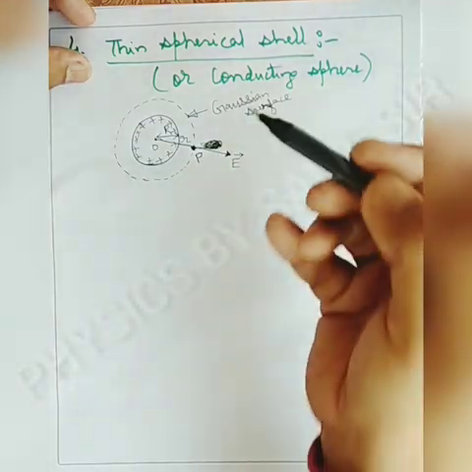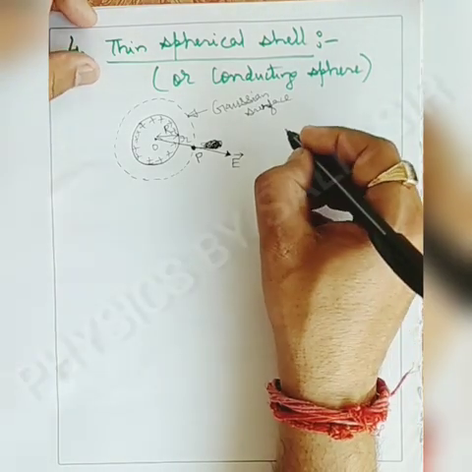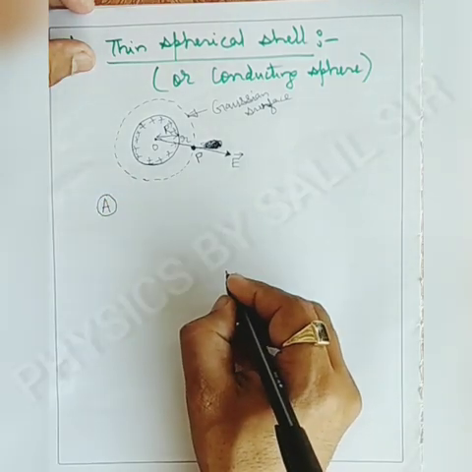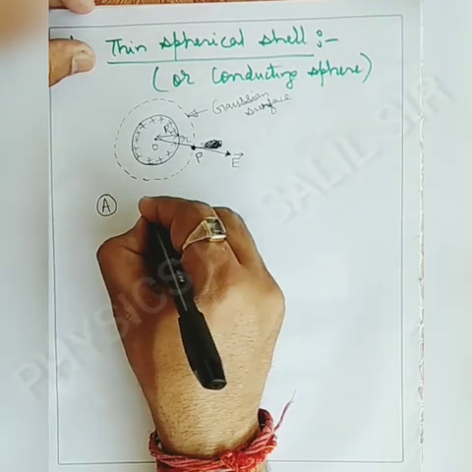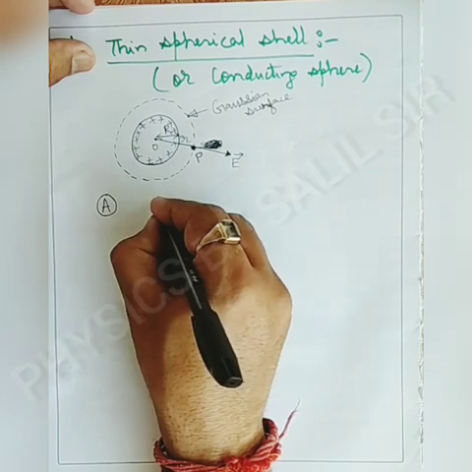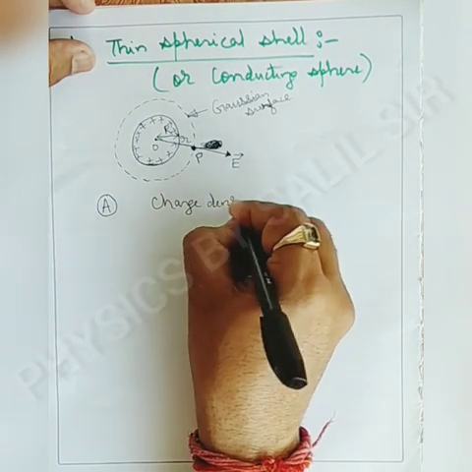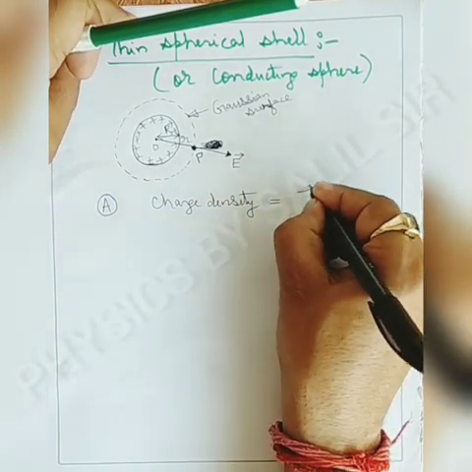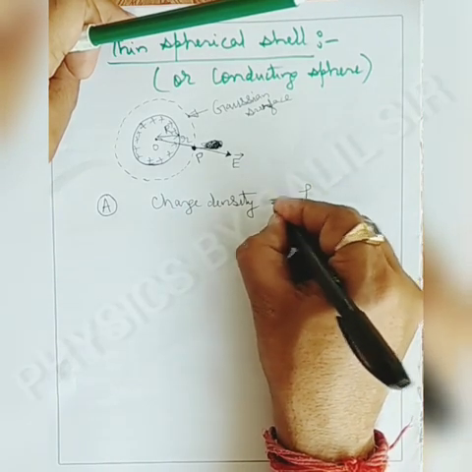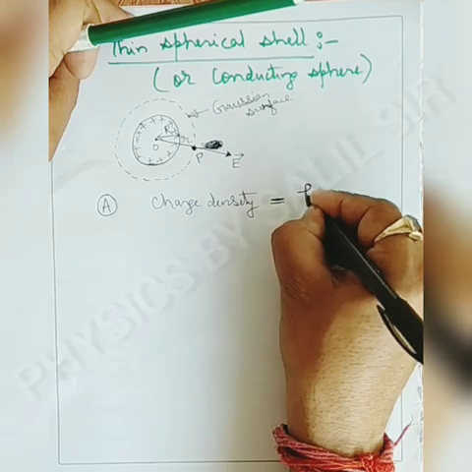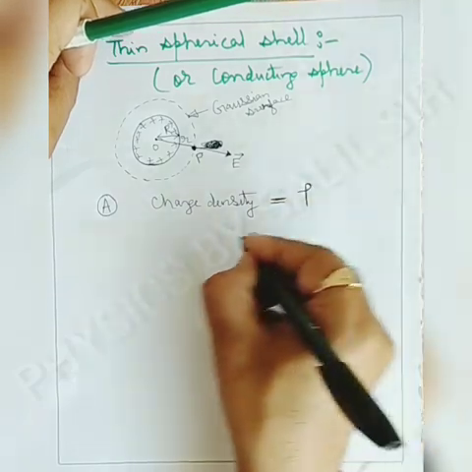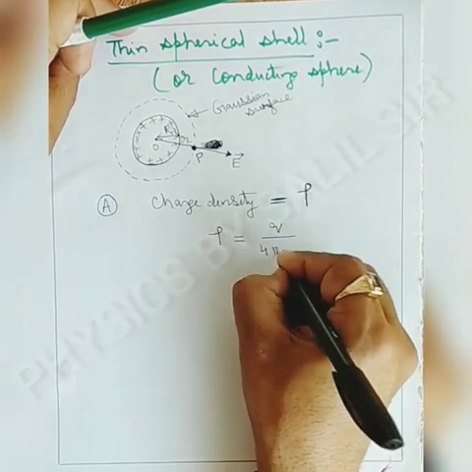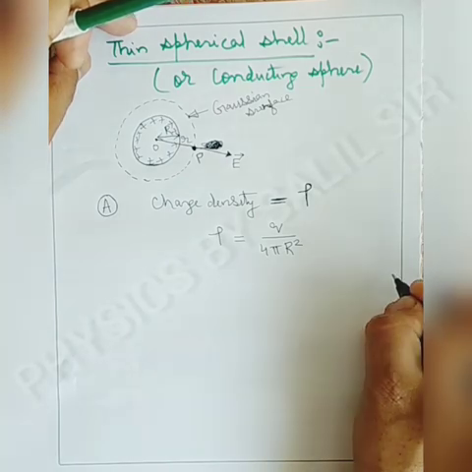Now, a point which you have to remember, that if charge density is represented by rho, we are taking rho because it should be different from sigma. If the charge density for this is rho, then rho will be Q upon 4 pi r square.